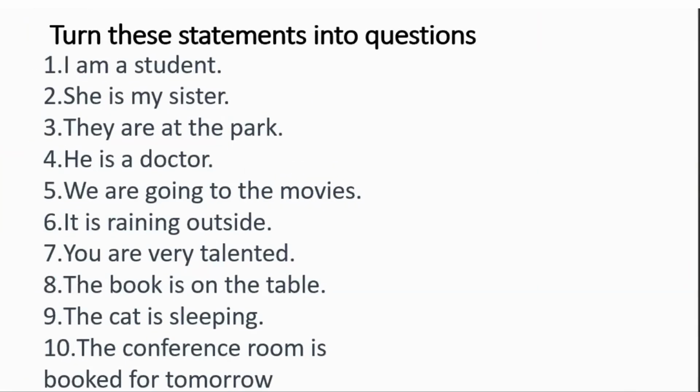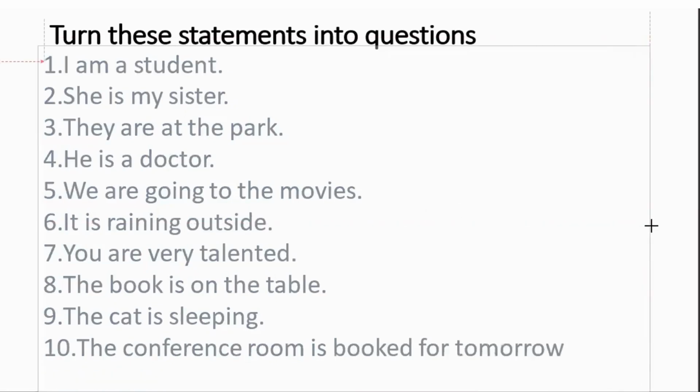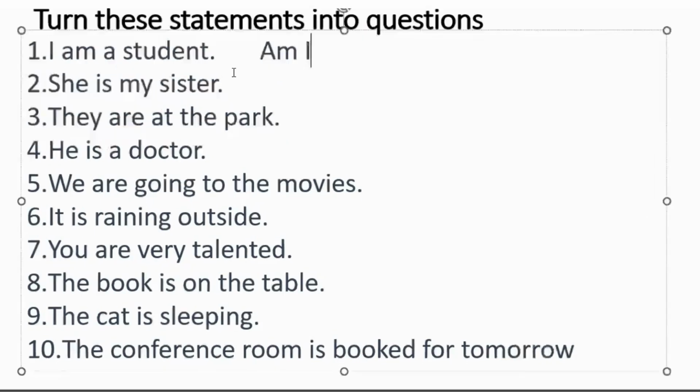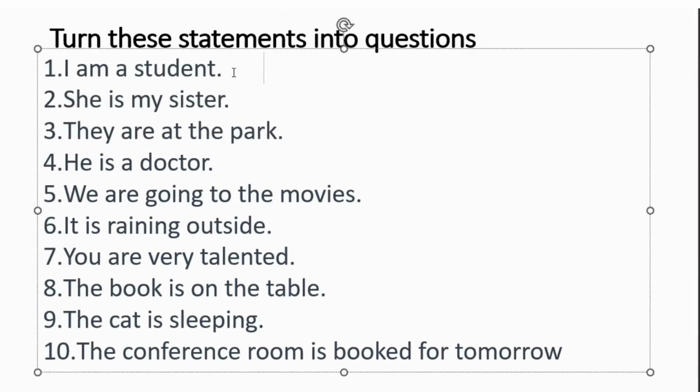Okay, let's practice together. These are the statements. You have to turn them into questions. So if the statement is, I'm a student, or I am a student, how would you turn it into a question? We will bring am before I. Or you can say, because the statement is I'm a student, someone is asking a question to me. So I will say, are you a student?